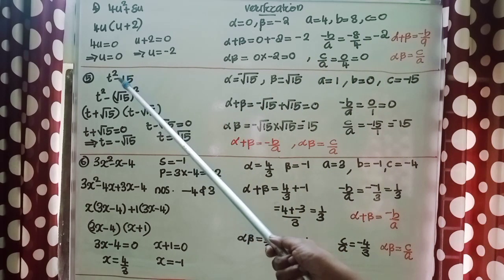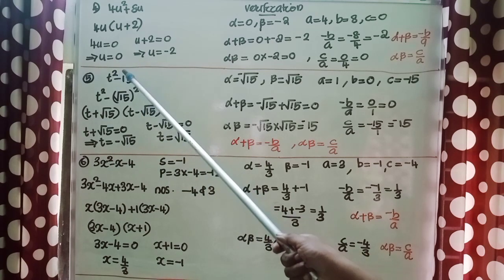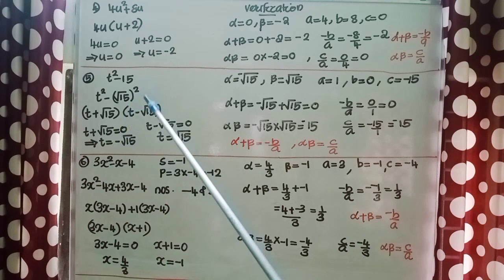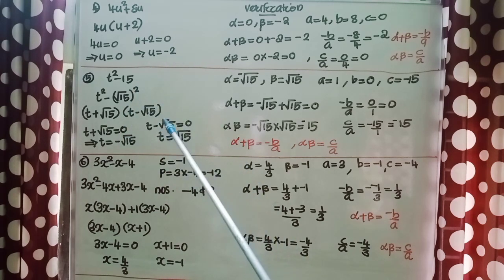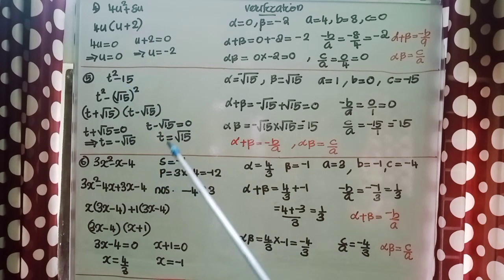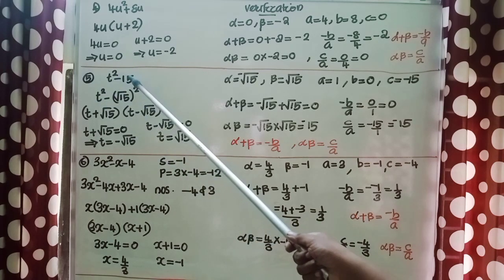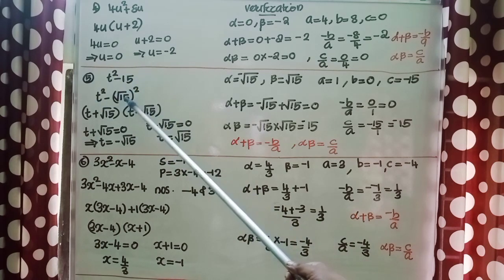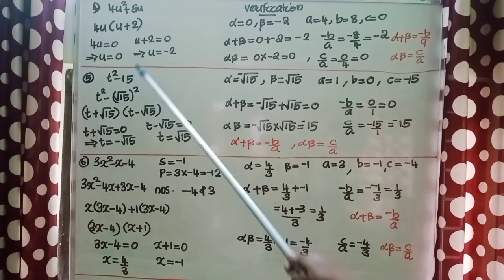Next question, t square minus 15. Here also the second term, the term with t, is missing. There we can write 0t and proceed with splitting the middle term, or we can follow the method that I have given here. Here I have written this 15 as root 15 whole square. We know root 15 into root 15 is 15.